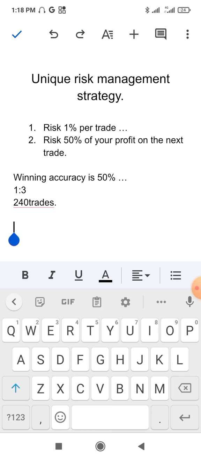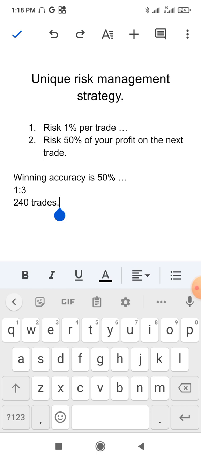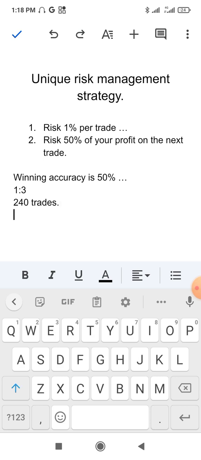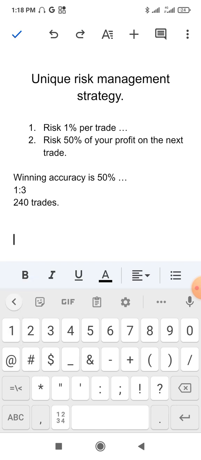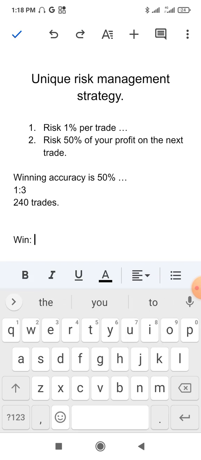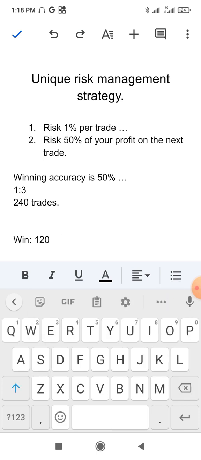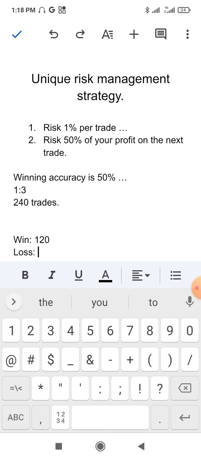So we have 240 trades in a month. Now, how do you run your calculations? Since we have a 50% winning accuracy, we are going to lose 120 trades, and we are also going to win 120 trades, because it's 50% winning accuracy.